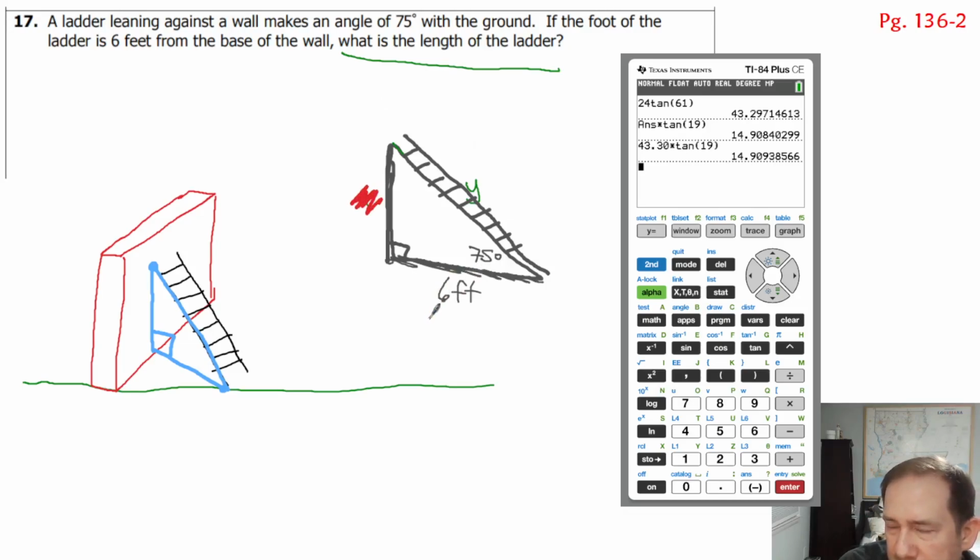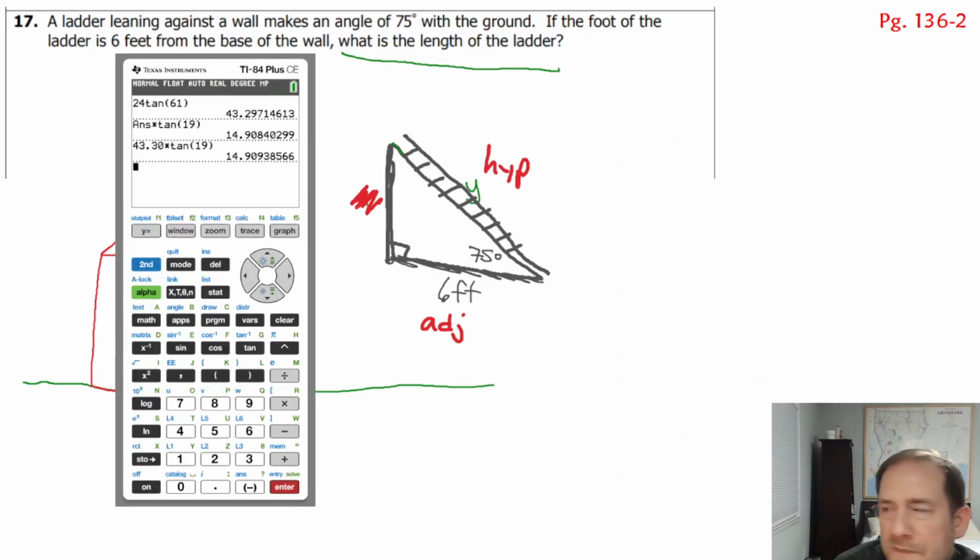But this guy, the 6, is adjacent to our 75 degree angle. And of course, y is the hypotenuse. So as soon as you know that we're talking about adjacent and hypotenuse, you know that we got to do cosine. We're going to write a cosine equation where the cosine of 75 is equal to 6 over y.